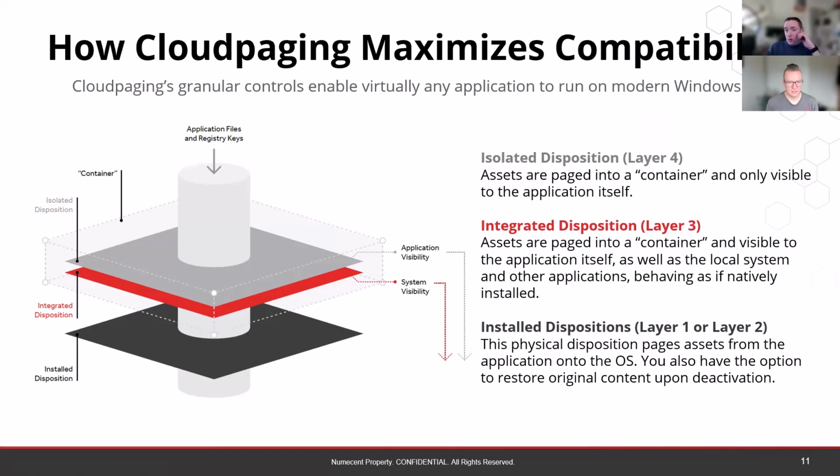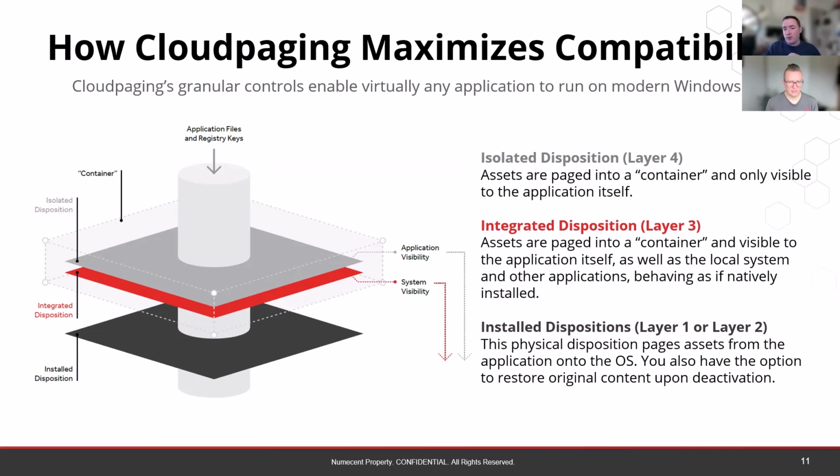Yeah, so this is the only slide that we're going to show during this video today. This is just to illustrate our application container format, the Cloud Paging application container. What you can see on the left is an illustration of that container. Essentially, we have what we call disposition layers. Now, this is different to your application layers where you're putting your applications into virtual disks. These disposition layers are more like layers of isolation within the application container.